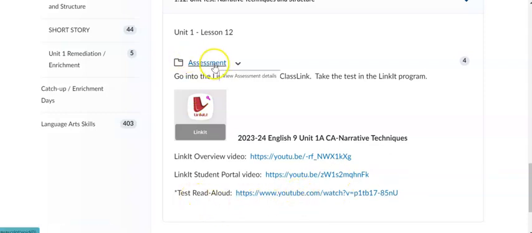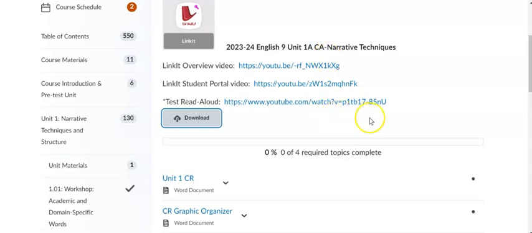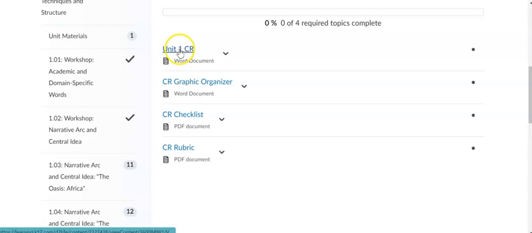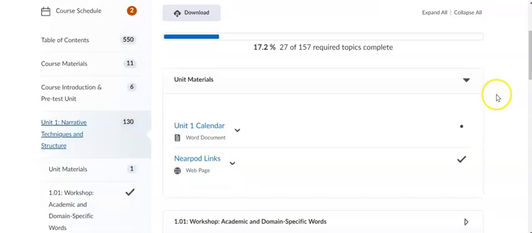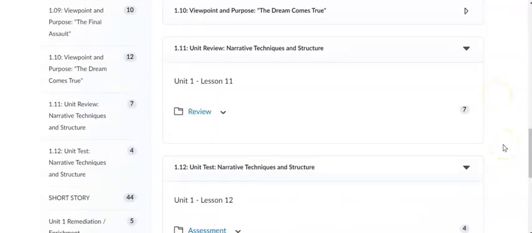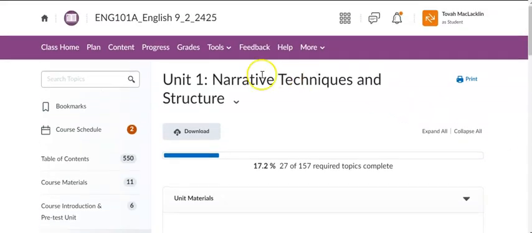If we go into the assessment part of the lesson, we have those directions and those links, and we have the CR document. We have a graphic organizer for the CR. We have a checklist for the CR and a CR rubric. And we'll do the rest of Unit 1 in a separate help video.